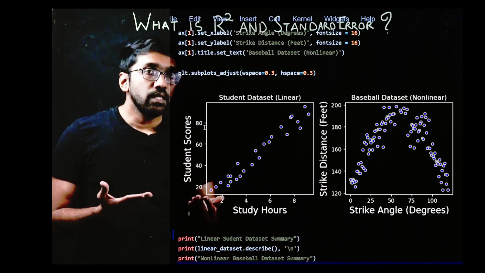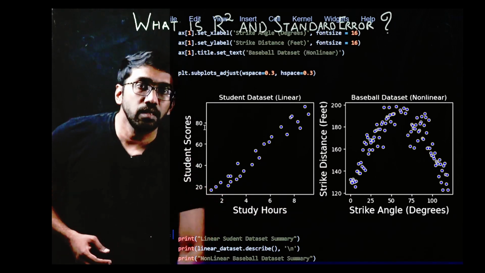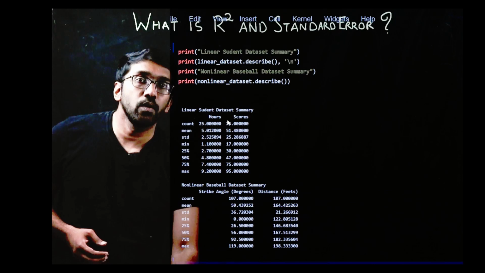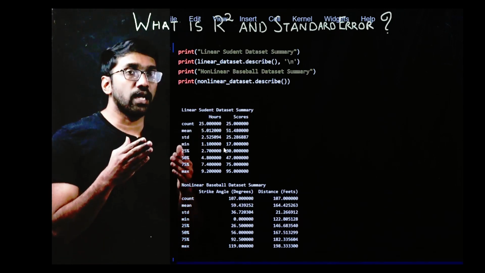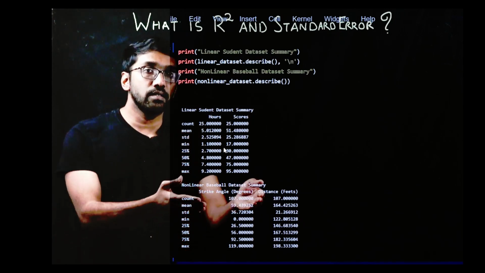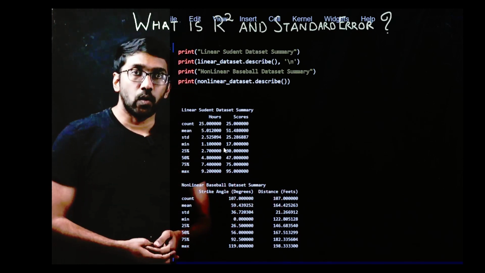So let us also get a summary of the dataset in pandas. This is how the summary statistics look for the linear dataset, and this is the summary statistics for the non-linear dataset.